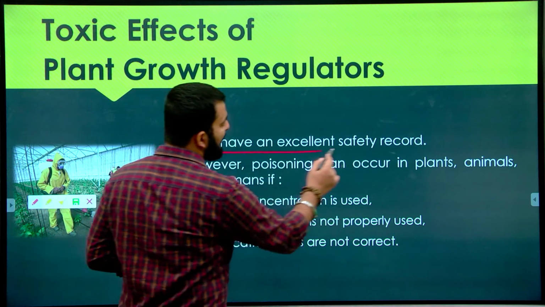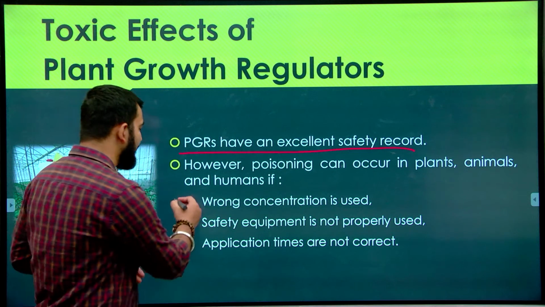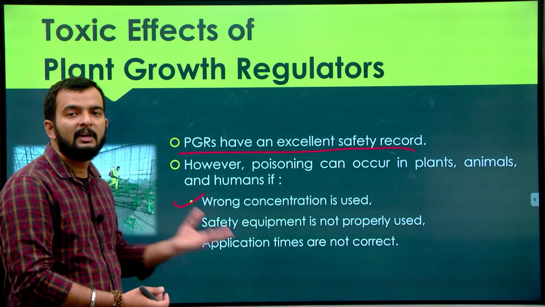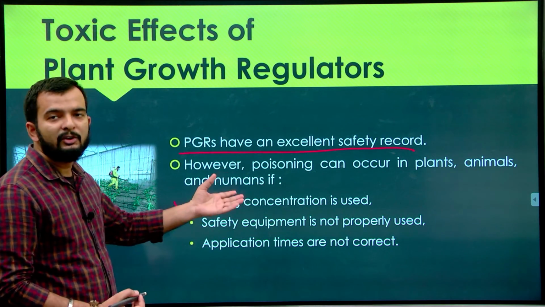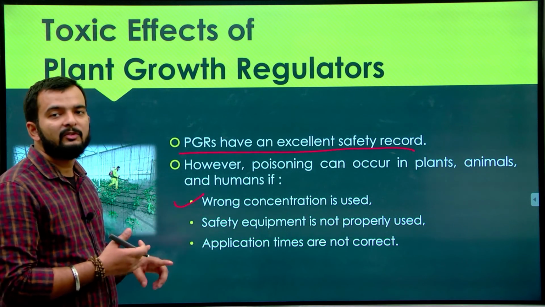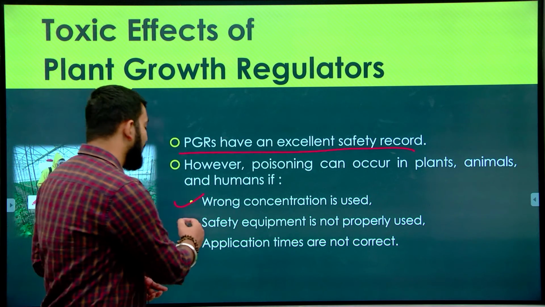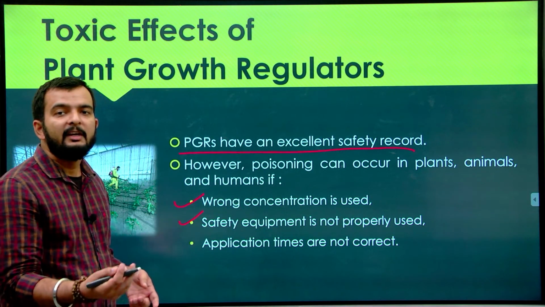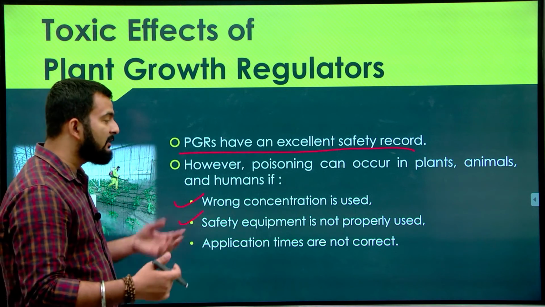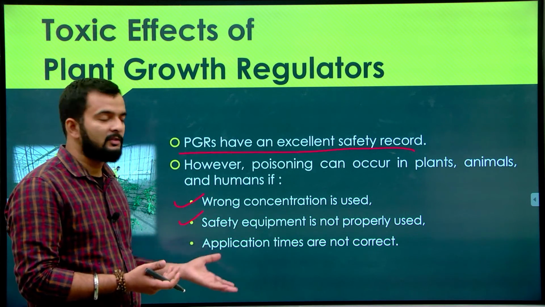PGRs have an excellent safety record. However, poisoning can occur in plants, animals or humans if the wrong concentration is used. If the prescribed dosage is not used and larger quantities are used, they may have a toxic effect on the plant, on animals who consume these plants, on humans who consume the plant, and on the person who is applying the regulators. Then safety equipment: if it is not used properly, the person applying may inhale these PGRs. These are synthetically made chemicals, so they can affect adversely.